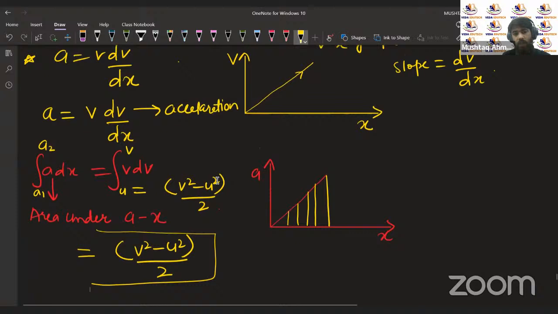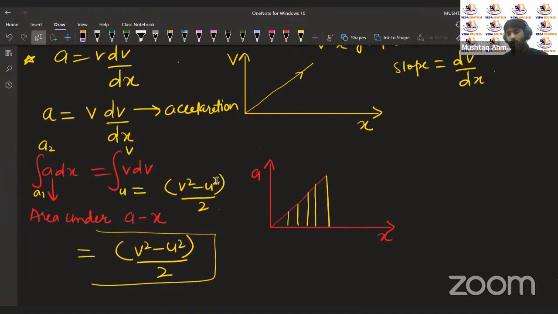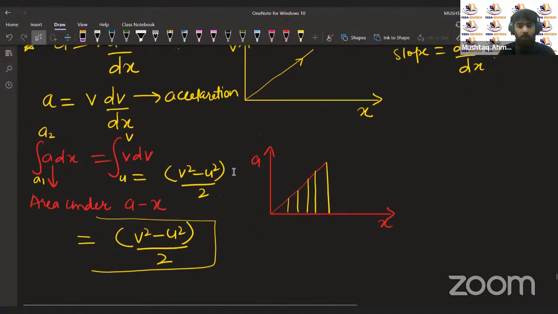So we're done with all the graphical analysis of motion along a straight line. We discussed the position-time graph, the velocity-time graph, and the acceleration-time graph, and we also discussed a bit about velocity versus position and acceleration versus position, right? So we'll be applying all these concepts to solve some of the problems related to the graphs. So let's begin with the problems.